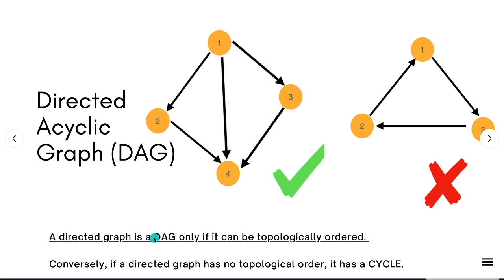And so this is the most important takeaway from the slide, that a directed graph is a DAG only if it can be topologically ordered. It should have at least one valid topological order.